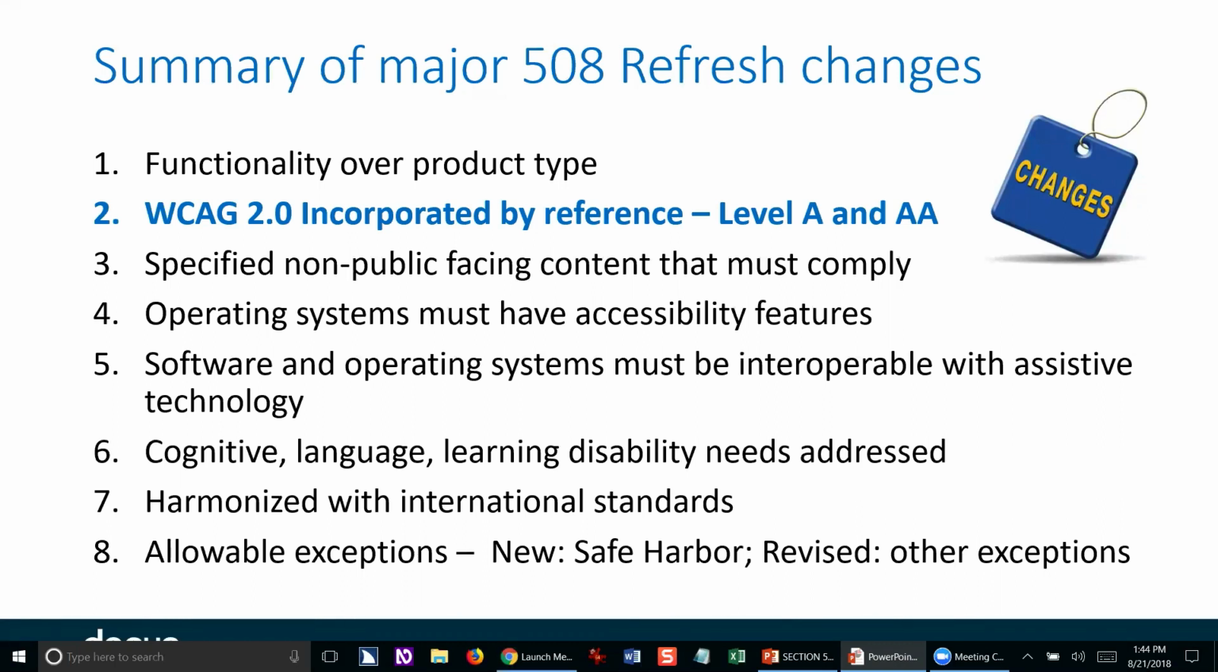In the new standards, the focus is on the functionality of the technology rather than the product type. Again, this is because we now have multifunction devices, and so this is a more flexible approach that will allow the standards to keep pace with evolving technologies. The next major change, and this is very significant, is that WCAG 2.0 Level A and AA success criteria have been explicitly incorporated by reference. Electronic content is required to meet these standards. They are international standards, and they are very carefully designed to ensure that success can be objectively measured.